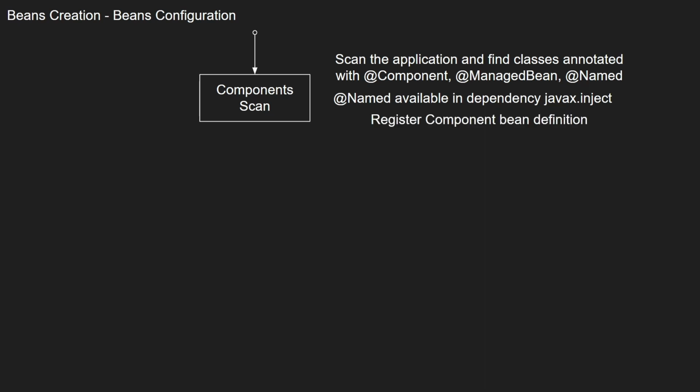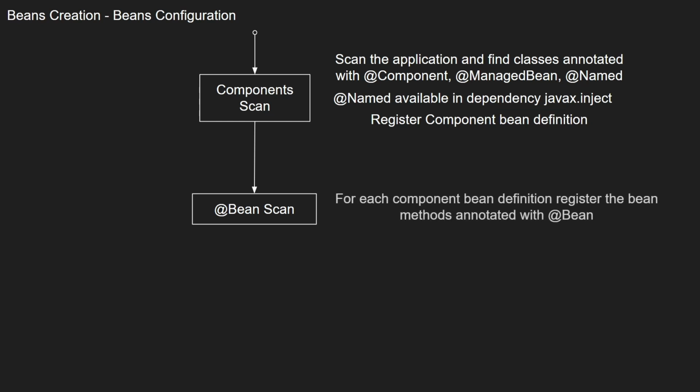So once all the scanning is done for the components which are annotated, the registration of these component beans takes place. And once the registration of component beans is finished, it starts with the registration for beans which are annotated with @Bean methods. Here for each of the component beans which were created in the previous step, it scans each of the component classes and checks if there is any bean method definition, and if at all there is, it registers these beans.